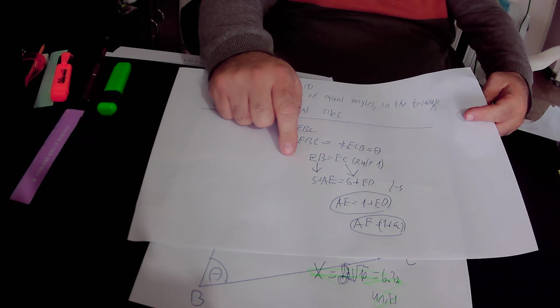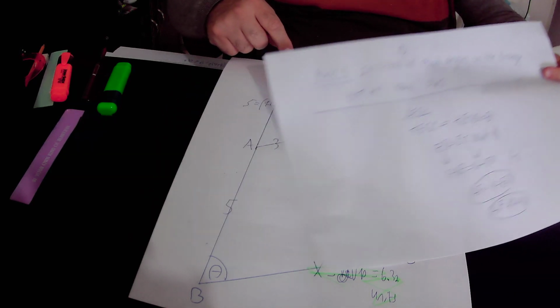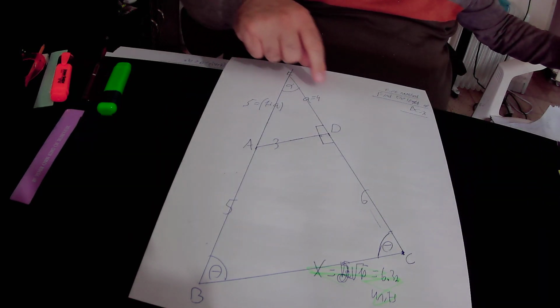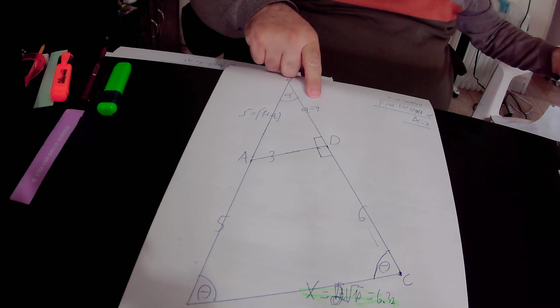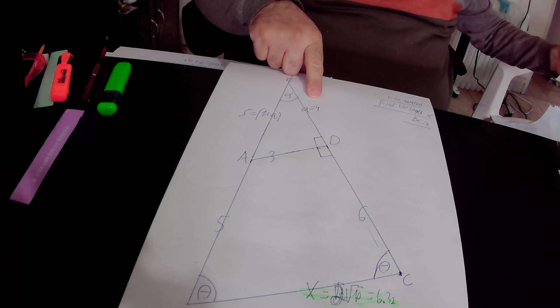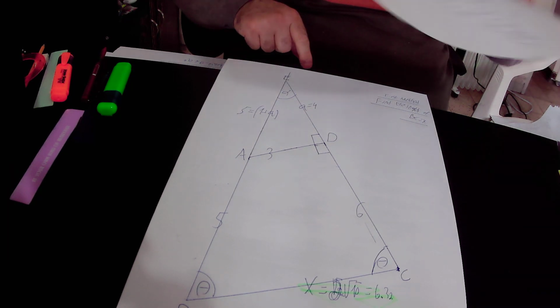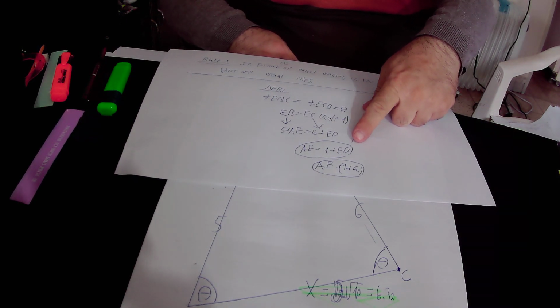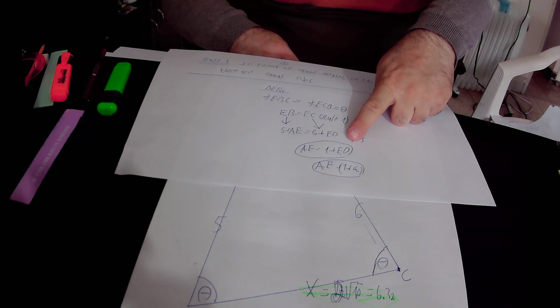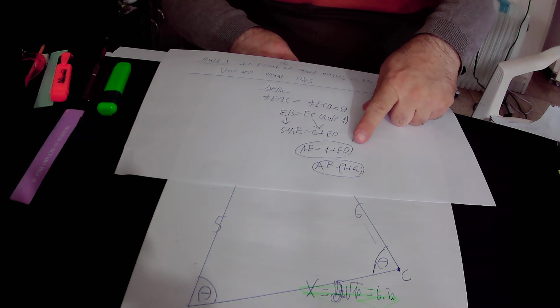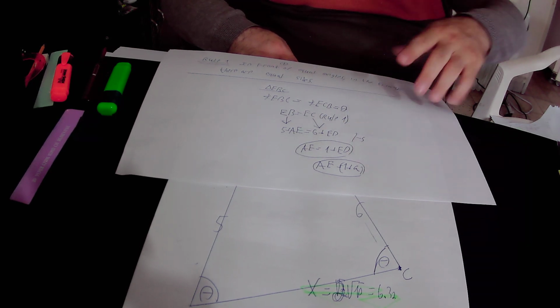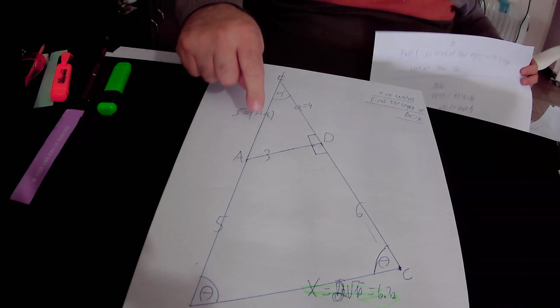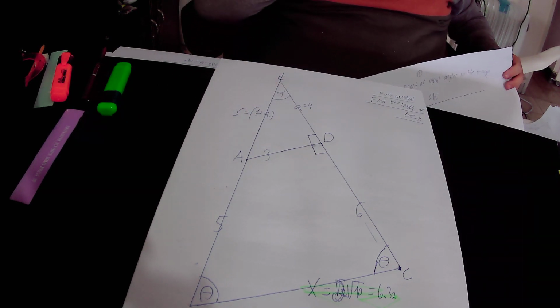Then we defined ED as a. According to our definition, ED equals a. So if ED equals a according to our definition, we will substitute ED by a here, and we will get that AE equals 1 plus a. So here AE equals 1 plus a. Okay?